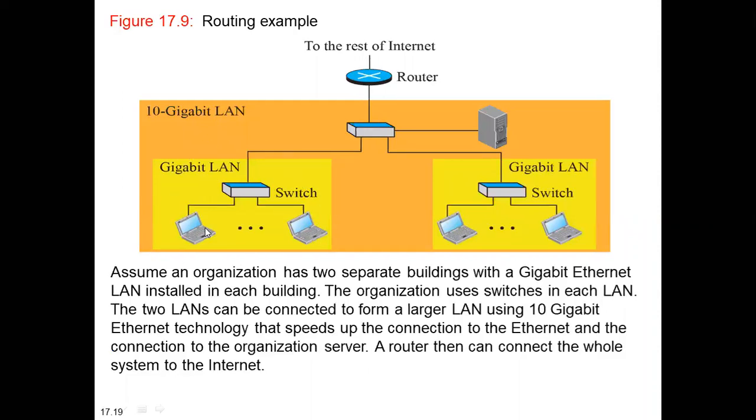We call it a one-gigabit LAN. If the connection is within the LAN, then through the switches, the LAN communication can take place, right? Let's assume an organization which has two separate buildings. I'll consider this as one building, and this as the other building, with a gigabit Ethernet LAN installed in each building.